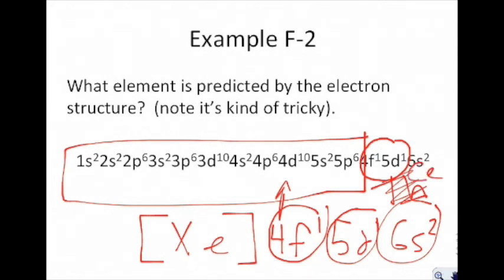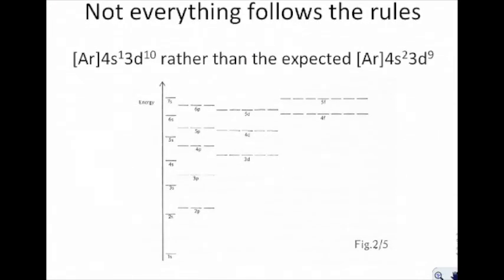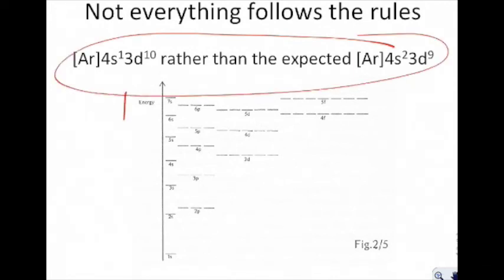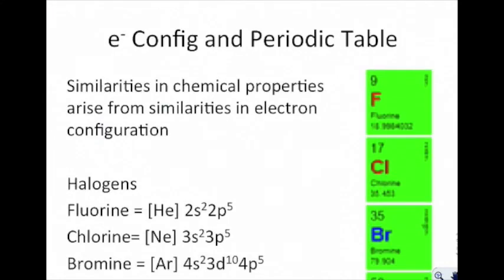It's a tough one. It says not everything follows the rule. So you have Ar 4s1 3d10 rather than the expected Ar 4s2 3d9. You are not expected to know exceptions to the rule. There are exceptions, just realize that there are. So if I give you a question that says this is the electron structure, and it's an exception to the rule, just be prepared for that. You don't have to know them, just think about why it may happen.